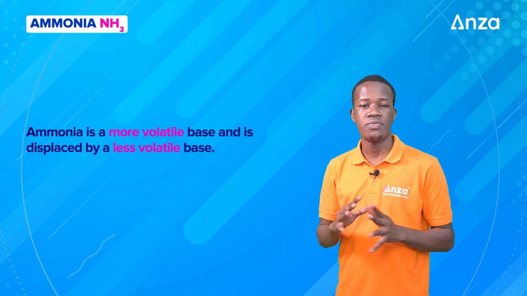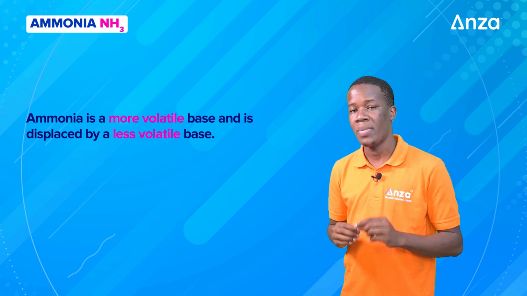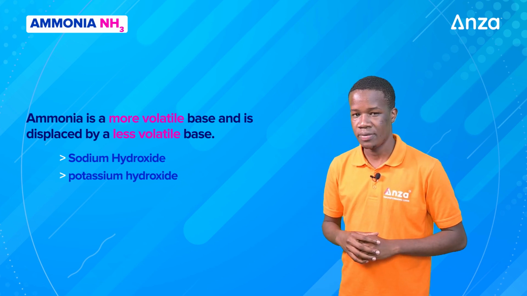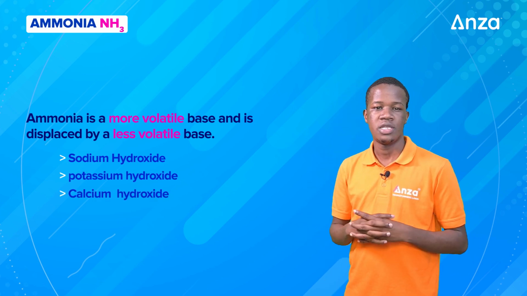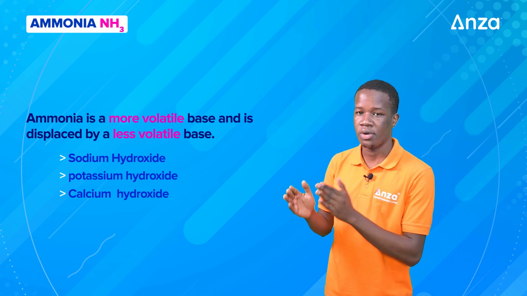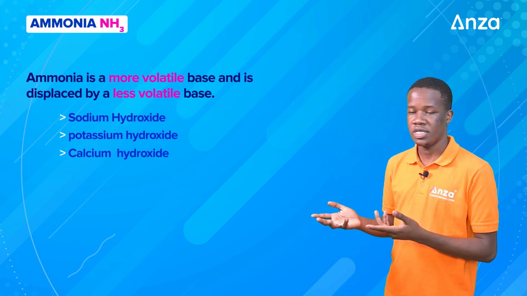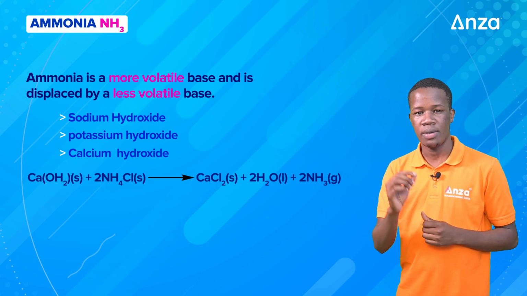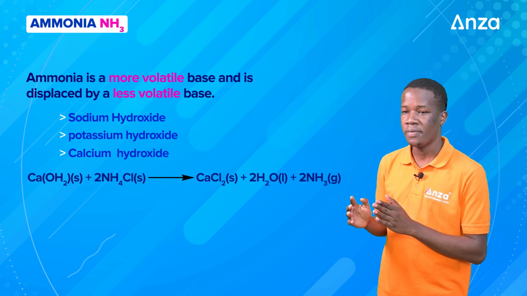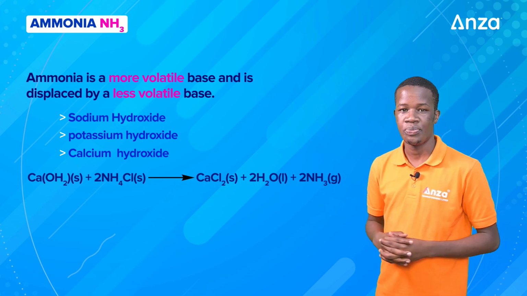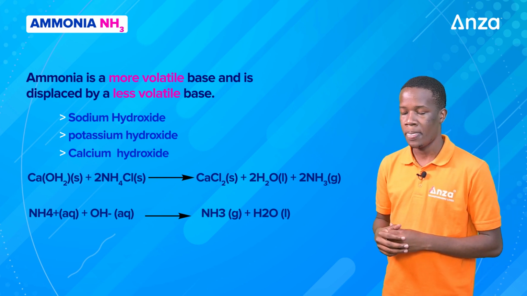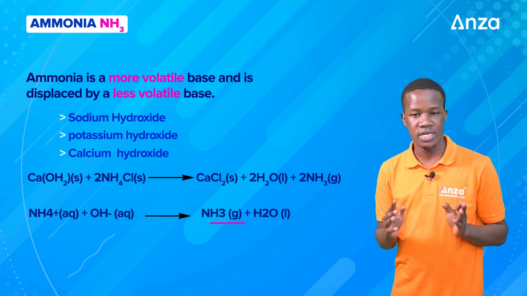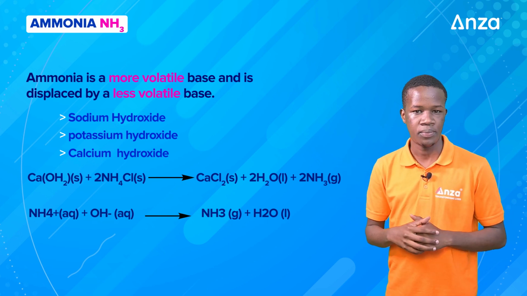Ammonia is a more volatile base and is displaced by a less volatile base, for example, sodium hydroxide, potassium hydroxide, and calcium hydroxide. That's why we use calcium hydroxide and ammonium chloride to produce ammonia. Here is the equation for that reaction. You have calcium hydroxide combining with ammonium chloride to form calcium chloride, ammonia, and water. The ionic equation for this reaction is we have the ammonium ions combining with the hydroxide ions to form ammonia gas and water liquid.